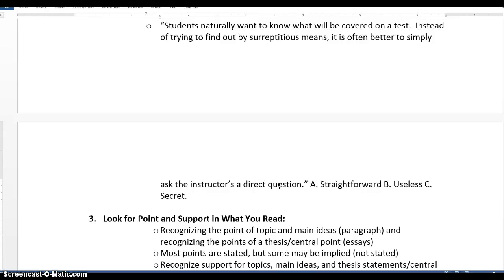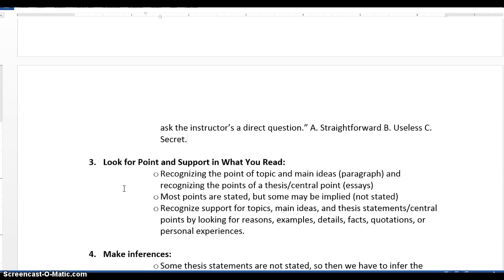If you chose C, secret, you are correct. If you're asking a teacher a direct question, you're not trying to be secretive or to hide anything. So here they gave us the opposite of the actual word surreptitious. Direct, the opposite, means surreptitious or secretive or secret. So again, context clues, try to use them, keep reading, and you will most of the time understand the vocabulary word that you did not think you knew previously.